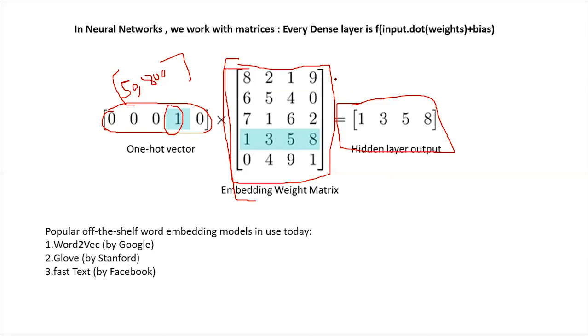But if you trust Google and Stanford and Facebook, they have all the data. So the word embeddings that they have created usually contain all the words. There is no word that is left untouched.